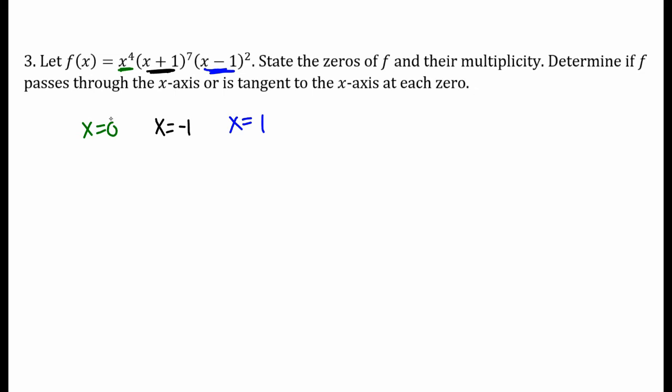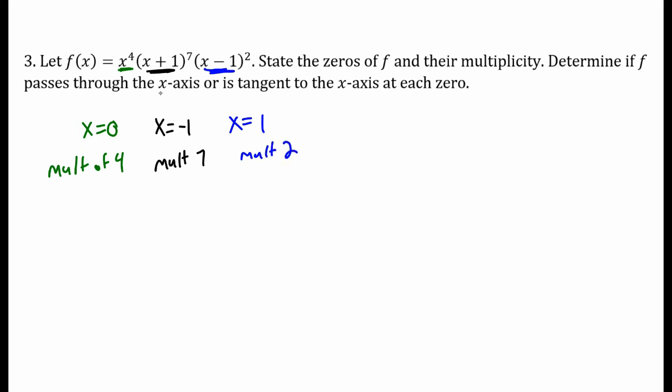When you have a plain old x like that, what 0 does it give you? It gives you back x equals 0. Their multiplicities is how many times does that happen. This has a multiplicity of 4. There's 4 of those factors. This has a multiplicity of 7. And x equals 1 has a multiplicity of 2.